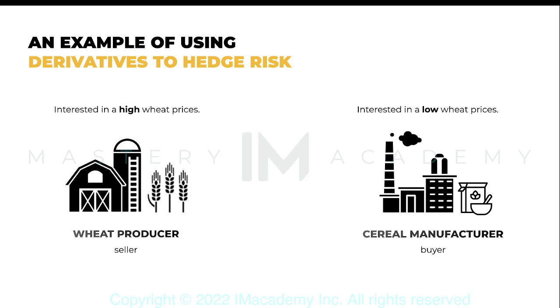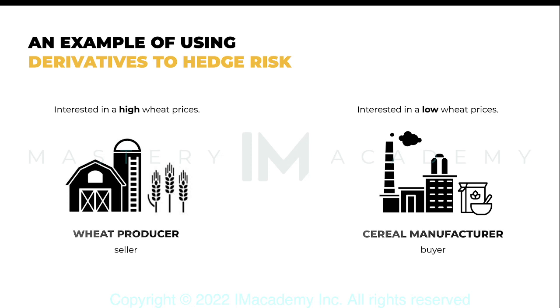Now let's imagine that the wheat producer expects the price of wheat to fall, and the cereal manufacturer is of the opinion that the price of wheat is about to rise. So they have different opinions, entirely different. Okay, again, the cereal manufacturer thinks that the price of wheat is going to go up, and they are afraid of this because they would need to spend more money buying their base products. And the wheat producer expects the price to fall, so they are afraid because they are going to lose potential profits on their main product.